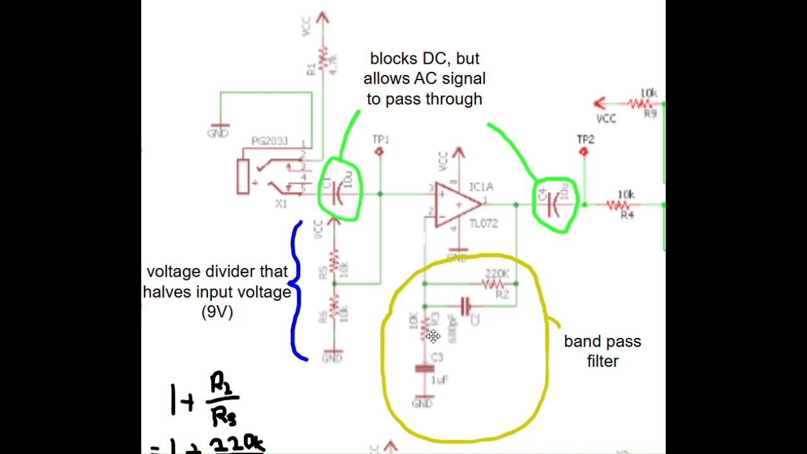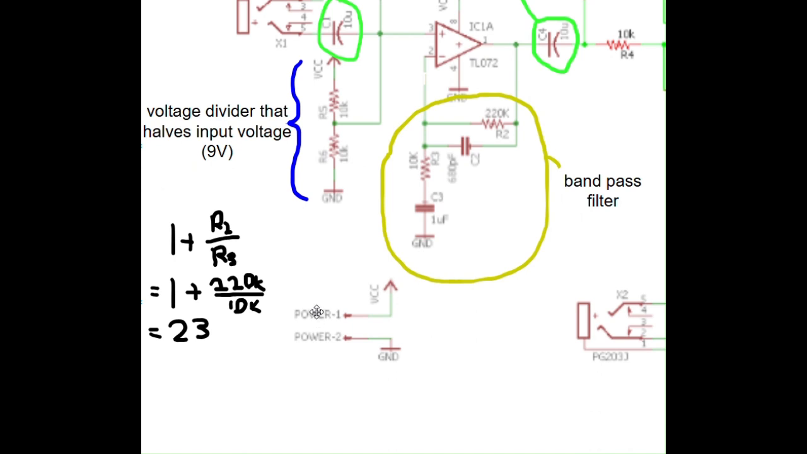The output is looped back into the inverting pin of the op-amp through capacitors C2 and C3 and resistors R2 and R3. Together, the capacitors and resistors form a low-pass and high-pass filter connected in series, which results in a band-pass filter. By doing some calculations, I can conclude that the band-pass gain is 23 using the following formula.